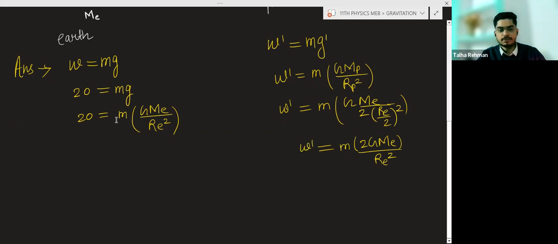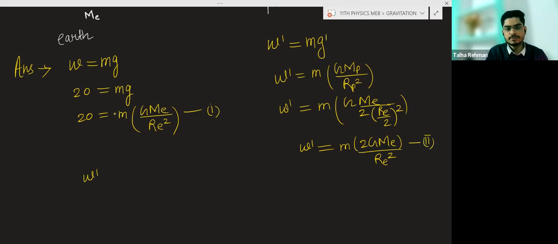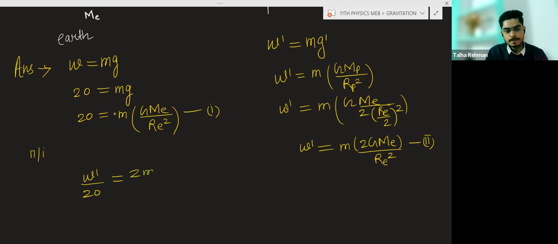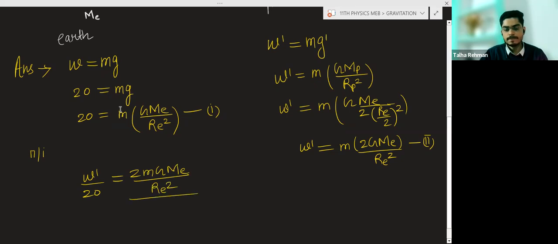Now divide W dash by W. Consider this as equation 1 and this as equation number 2. Divide equation number 2 by equation number 1. So it will be W dash by 20, and W dash is 2 into small m into G into ME divided by RE square, divided by this value GM.